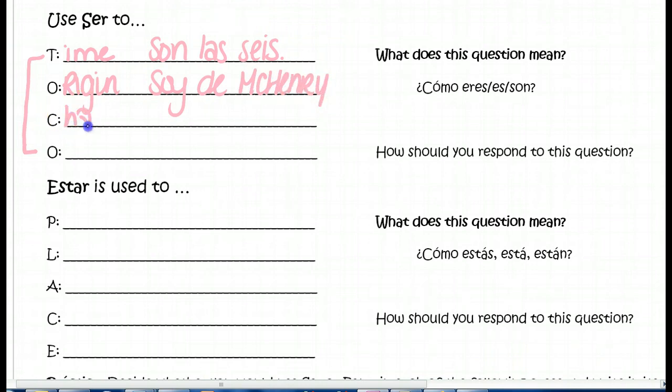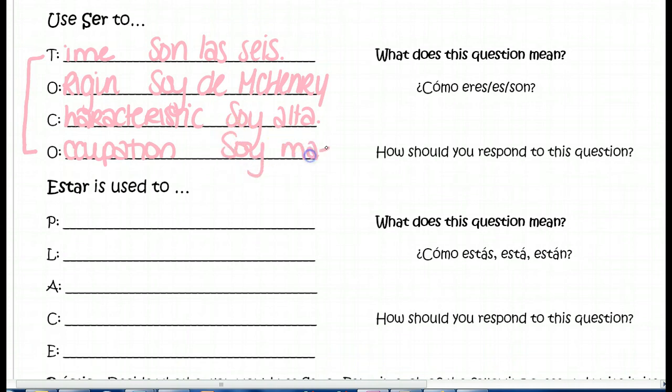The C stands for characteristics. We've learned these when we learned our adjectives. Soy alta. That's a characteristic of my physical description. And then finally, the second O stands for occupation. So when I tell you that I am a teacher, soy maestra. Okay? So those are all of our uses of ser.